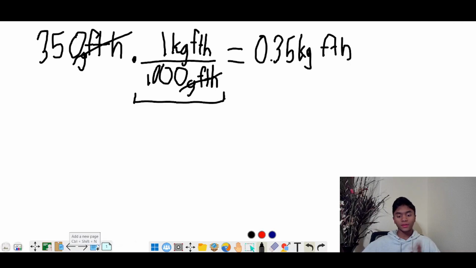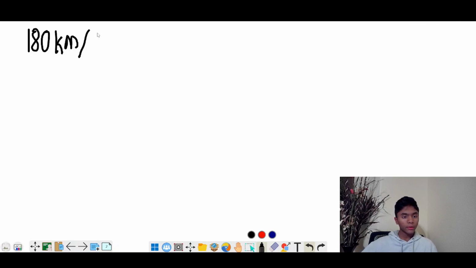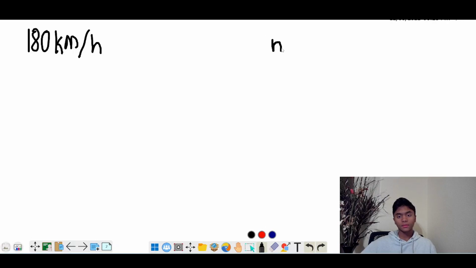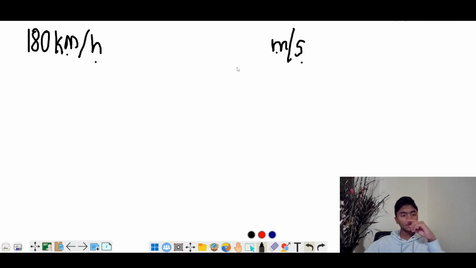But now let's try with another one. This time we're going to do 180 kilometers per hour. And we're going to want to find meters per second. So, if you'll notice, we're going to have to change from kilometers to meters and from hours to seconds. So, we're going to need to use multiple conversion factors. First, let's use one to get from kilometers to meters.